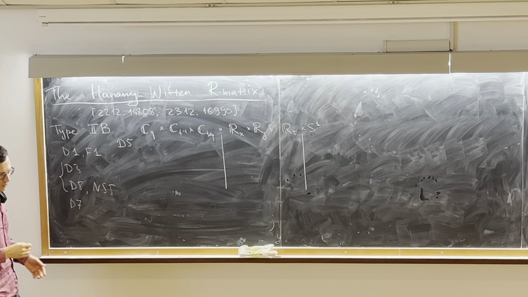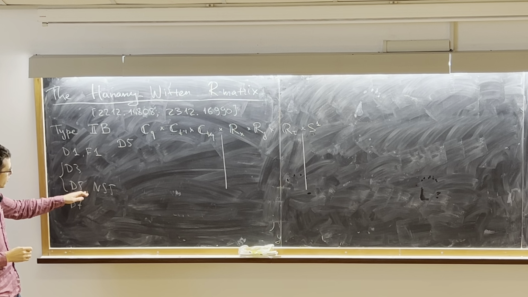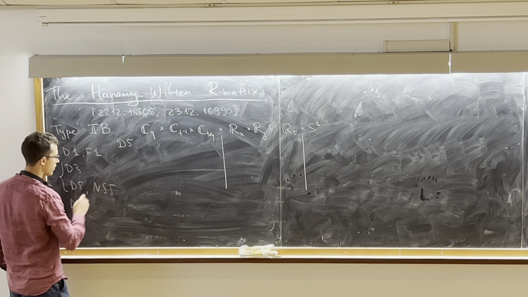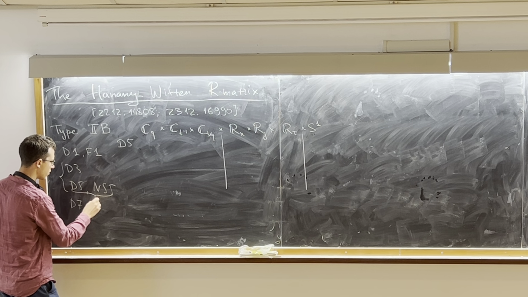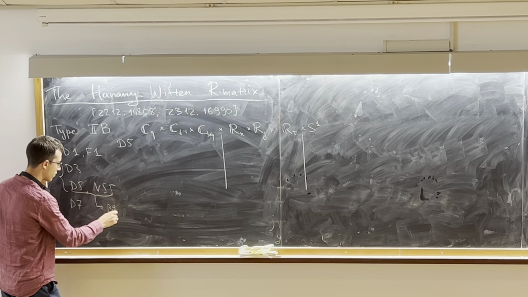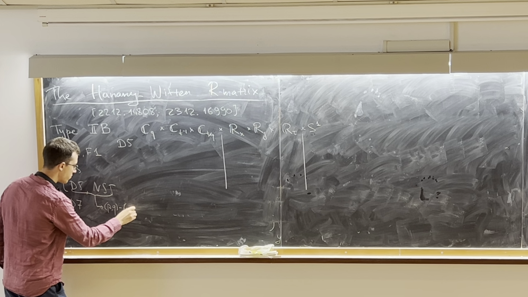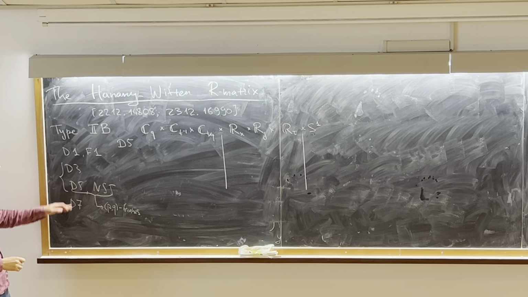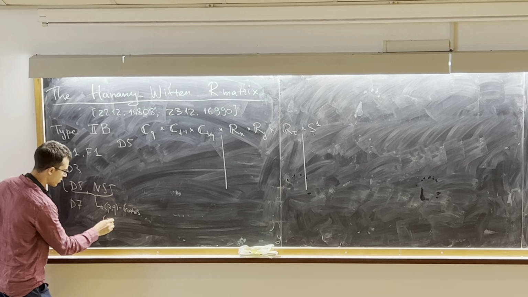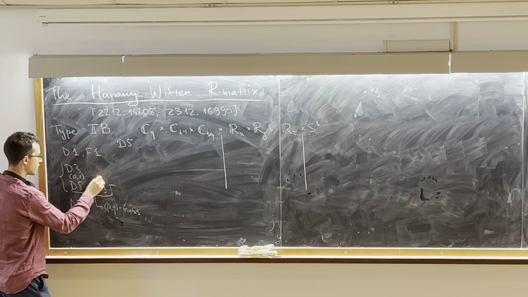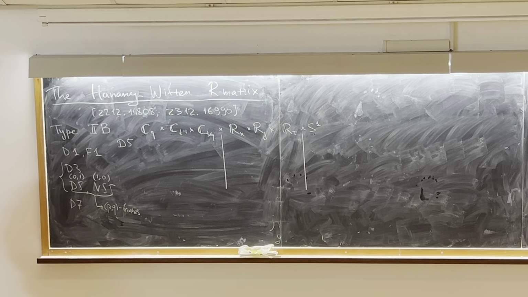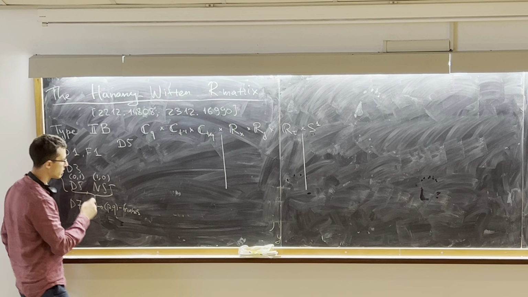Let me start with D5 and NS5. A bit more generally, they belong to the family of (p,q) branes. So together, they are (p,q) branes. D5 is going to be (0,1). Let me draw it here, (0,1), and NS5 is going to be a (1,0) brane. In type 2B there is a complete symmetry between them, a duality symmetry between them.